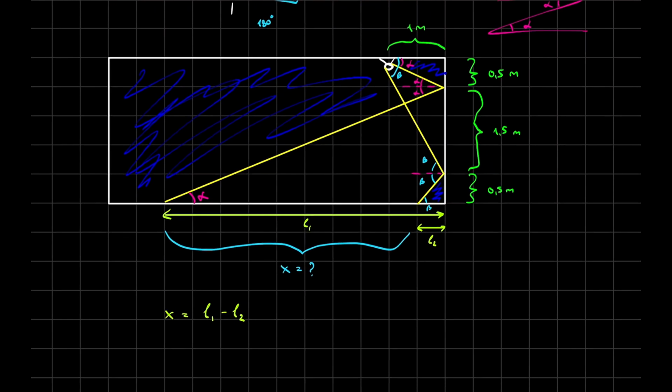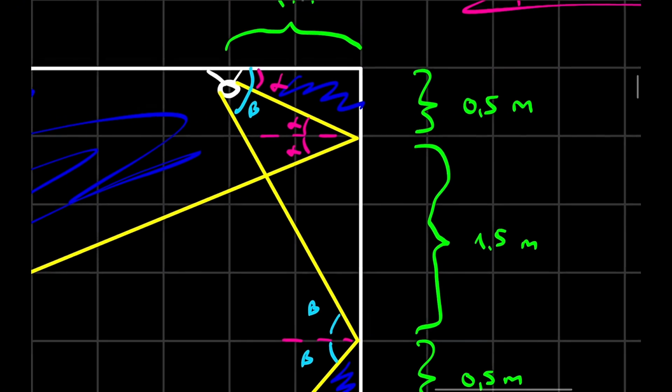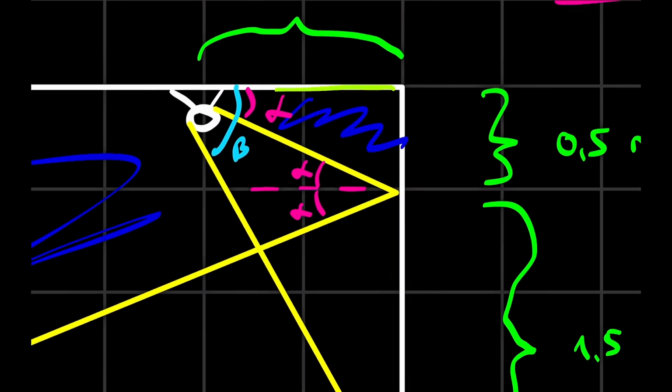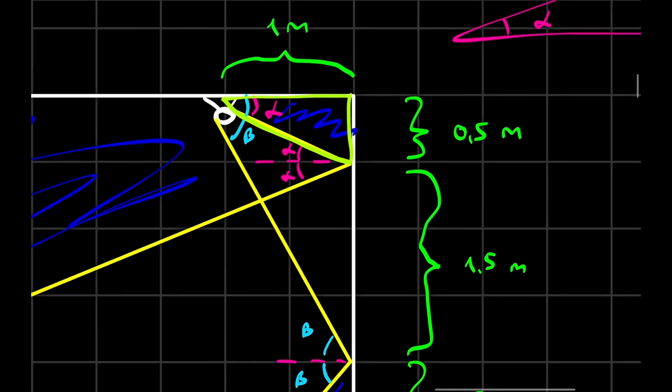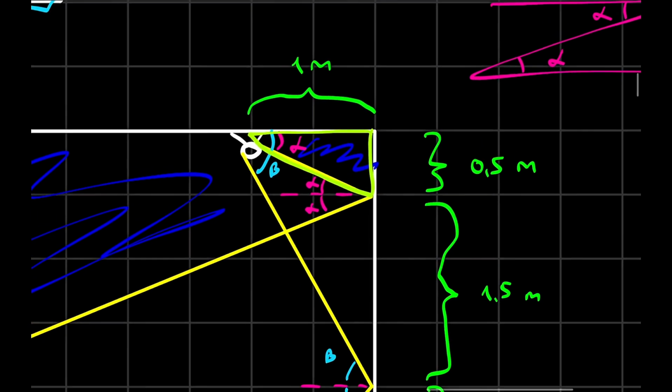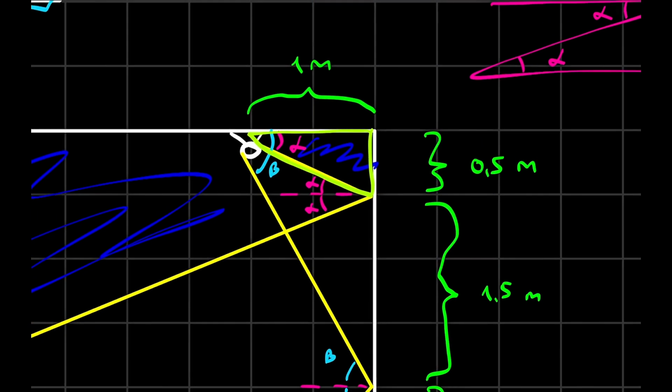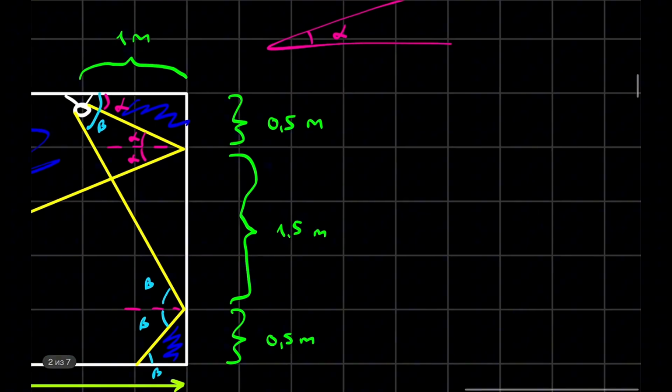Basically, we can write something like this. How do we understand what alpha is? It's just this triangle, right? You can see the opposite side is 0.5, the adjacent side is 1 meter, and we know the relationship between opposite and adjacent is tangent alpha, right? So we can write something like this. Tangent alpha equals 0.5 divided by 1, because this is opposite, this is adjacent. And we know that tangent is opposite divided by adjacent.